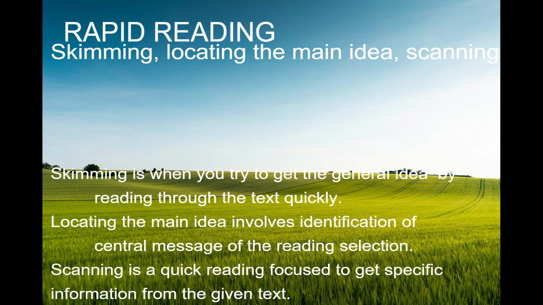Rapid reading aims to locate specific information or main ideas in a very short span of time. Examples of this include skimming and scanning, which are both pre-reading skills. When we say skimming, you try to get the general idea by reading through the text quickly. It is a type of quick reading which aims to get the main idea and to get an overview of the material. It is usually done when reading newspapers, magazines, books, and letters.